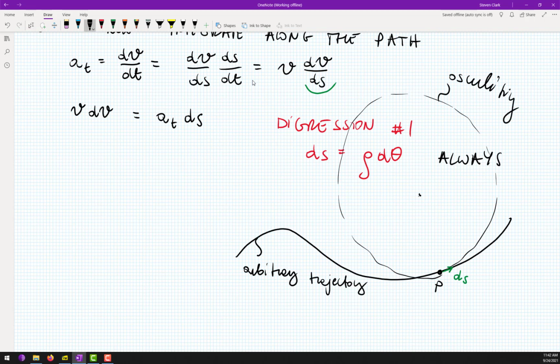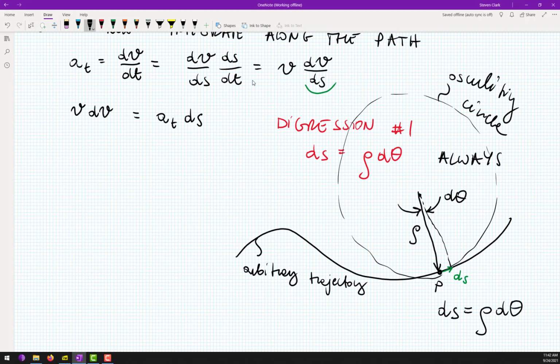Osculating circle. We have our rho at that point, and we can also draw something like that. This is our increment in angle. This is exactly what Christina asked like 5 minutes ago. So that arc, ds, is exactly radius times angle. I hope, guys, that this drawing explains why this is always true.